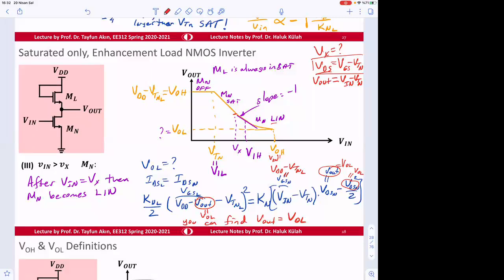So that value can be determined from here. I mean, that's the point where V out is equal to Vx minus Vtn.